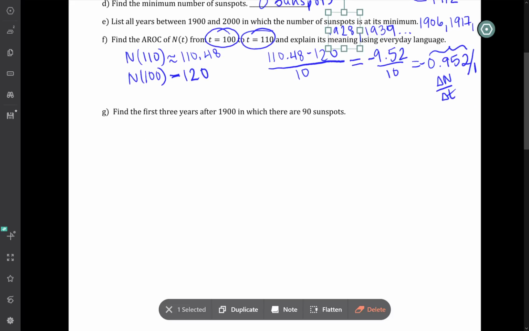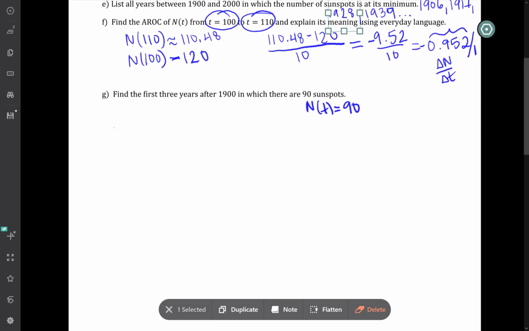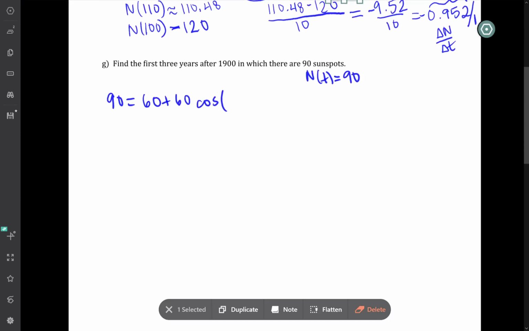Okay, and then to the last one here, find the first 3 years after 1900 in which there are 90 sunspots. So this is telling me that n of t is equal to 90, and it's asking me to find some t's. So this is a solve problem. Okay, so let's see. If we look back up at our equation, we're setting 90 equal to 60 plus 60 cosine of 2 pi over 11 times t minus 100. And this is where things get a little messy.